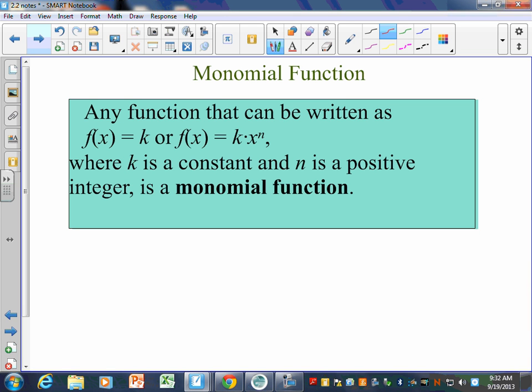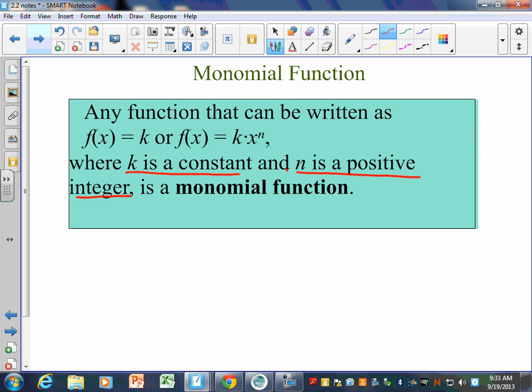Okay. Candy Crush. Any function that can be written in the form f of x equals k, where k is a constant, or f of x equals k times x to the n. Notice k is still a constant, but n is a positive integer. If you go back and look at the definition that you wrote for a power function, the power could be anything. The power could be negative and it's still a power function, but to be a monomial function, you can only have positive exponents. And so that's the difference between a power function and a monomial function, so just be aware of that.